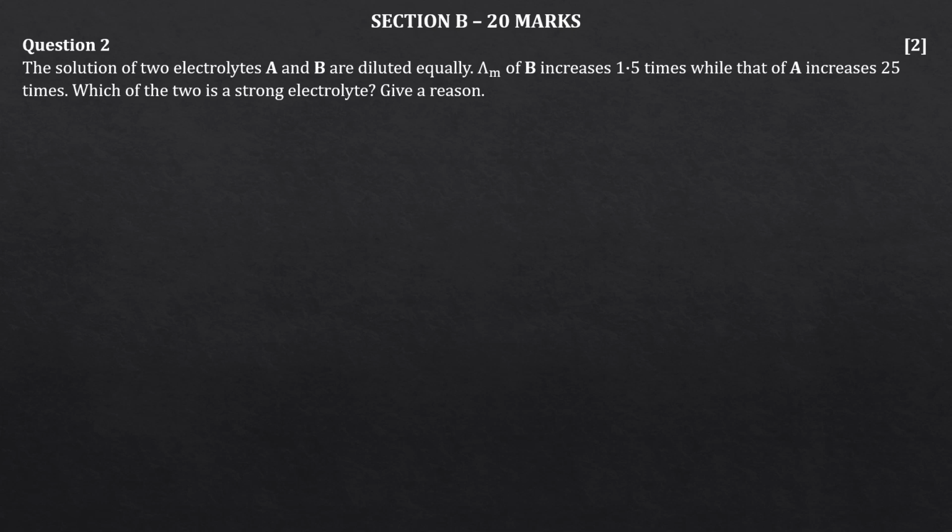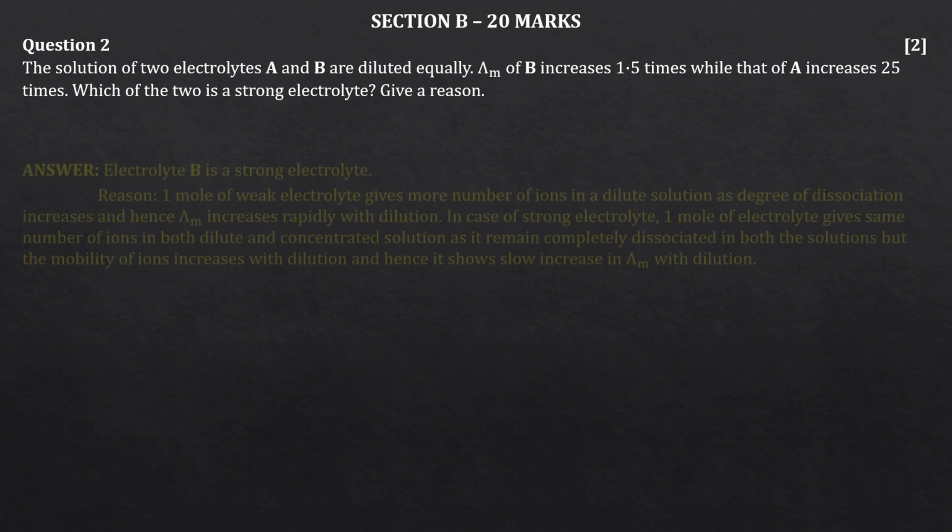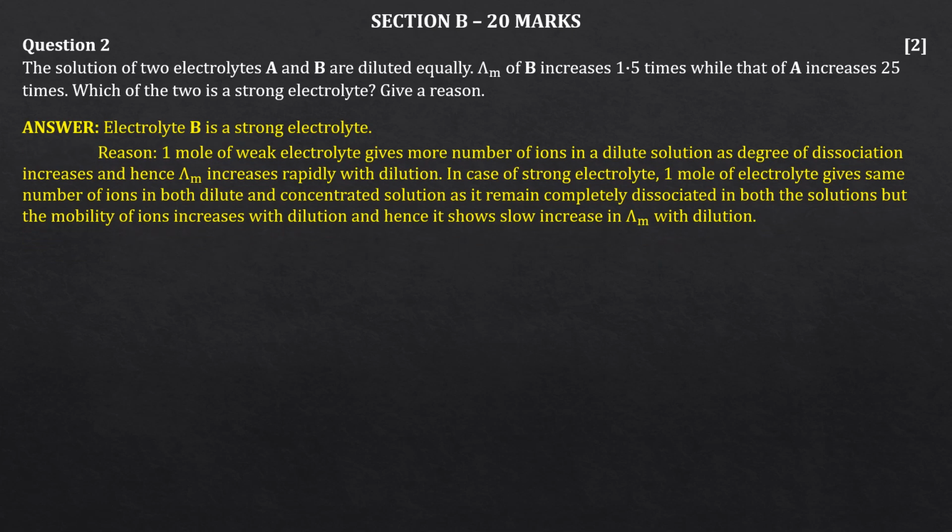In section B we have 10 questions, each 2 marks, and out of these 10 questions, for only one question you will have internal choice. So question 2 is an understanding-based question: you have two electrolytes A and B and their molar conductance on dilution. Here we will assume that the dilution is up to equal extent. That means you are doubling the volume for both of them or tripling the volume for both of them.